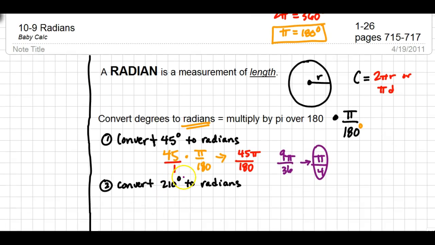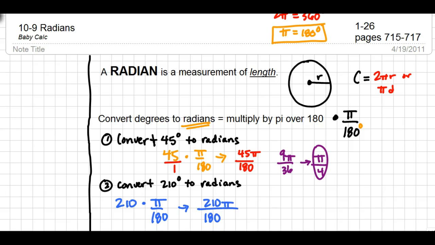Let's convert 210 degrees into radians. So I take 210 and I multiply by pi over 180, because the degrees up here and the degrees down there are going to cancel each other out. So I end up with 210 pi over 180.